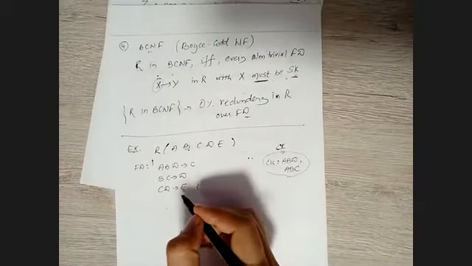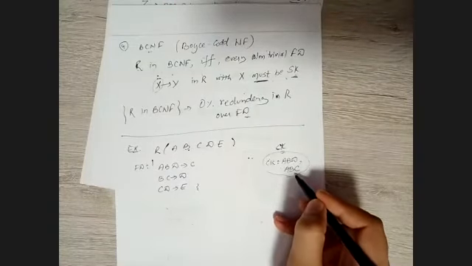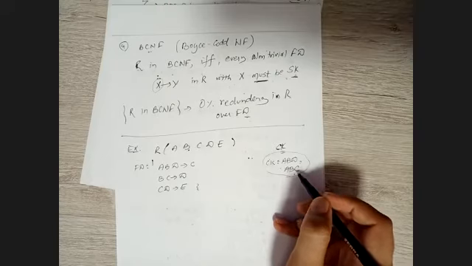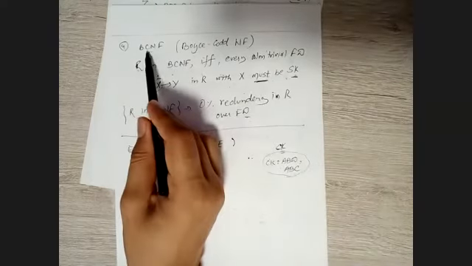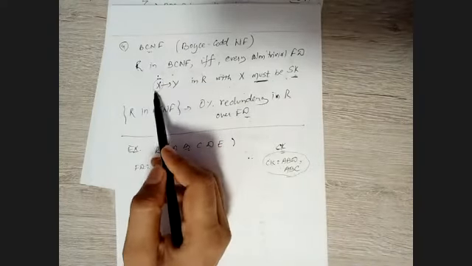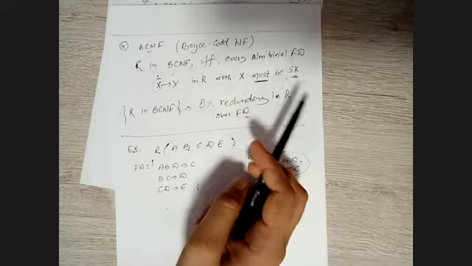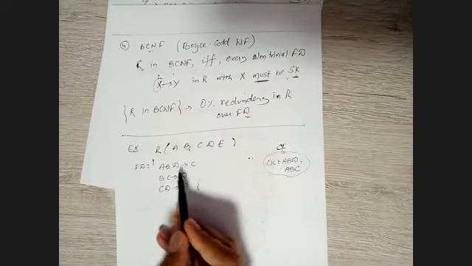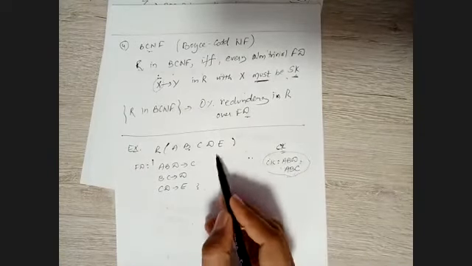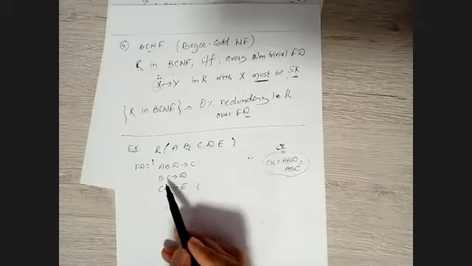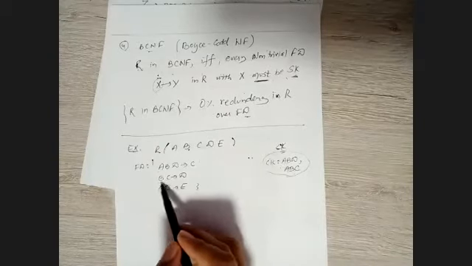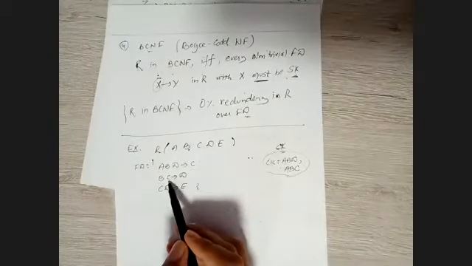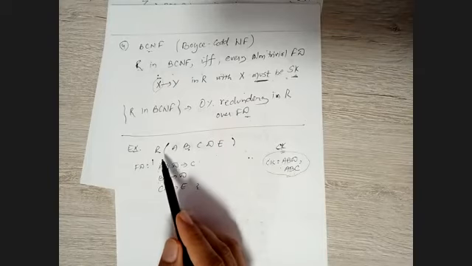So here we have the candidate keys ABD and ABC. Let's start looking at BCNF. BCNF says the determinant part must be a super key. ABD is fine in BCNF, but BC is not a super key and neither a candidate key. Hence, this relation is not in BCNF.